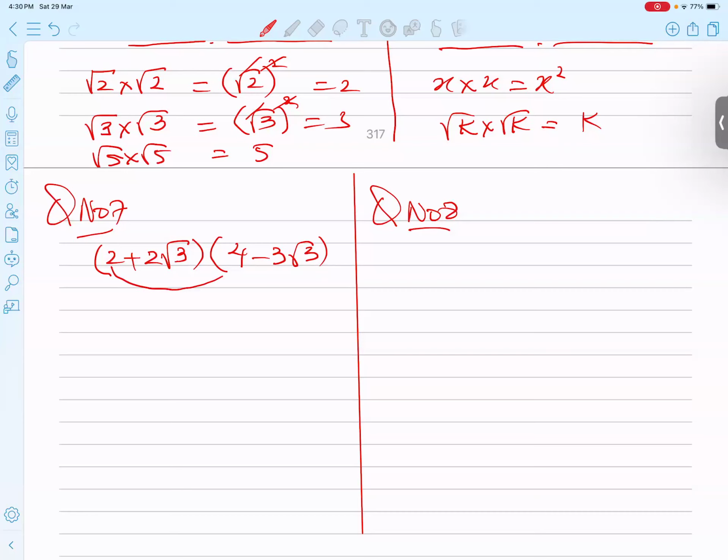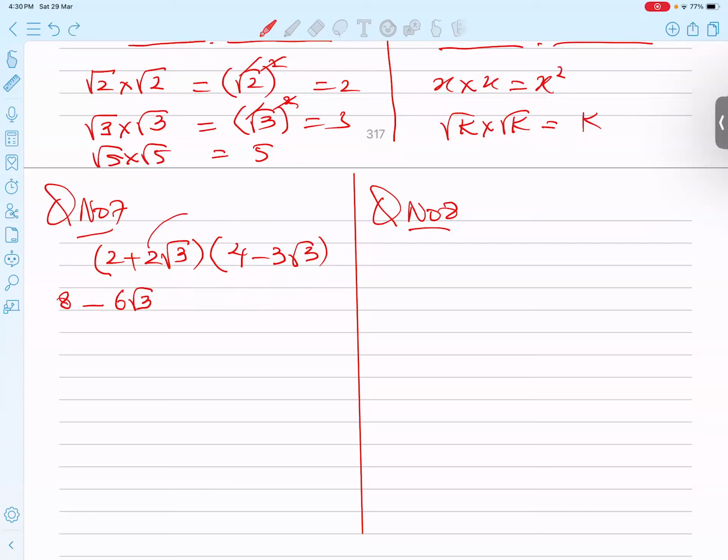2 multiply with the 4. I got 2 4s are 8. 2 multiply with this number. Make sure 2 will not go in the root. No, 2 will multiply outside only. But the thing is the sign is negative. Be careful about the sign. So 6 root 3. So this is done with both.